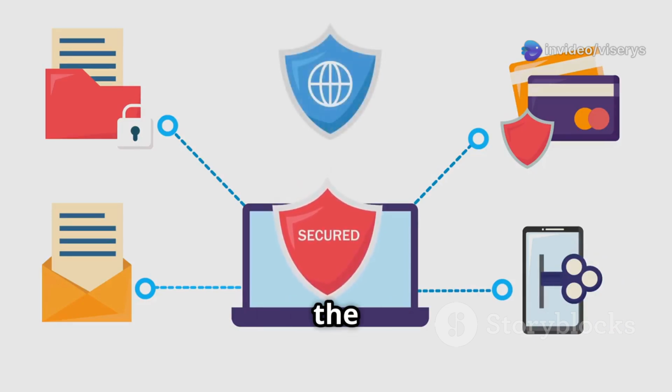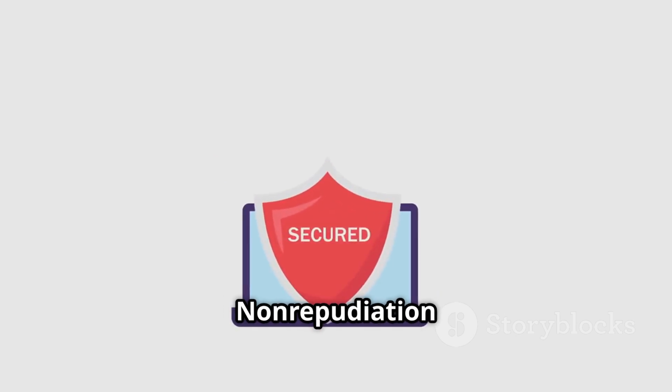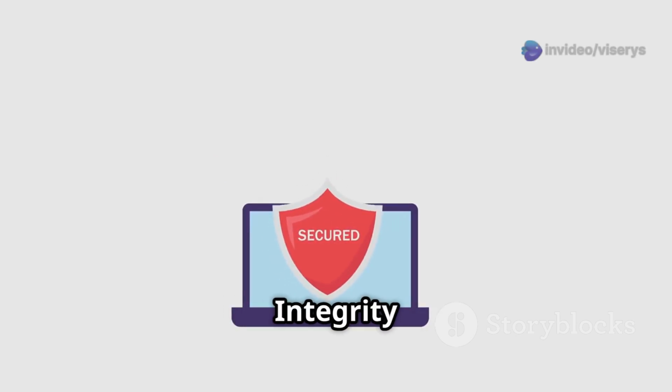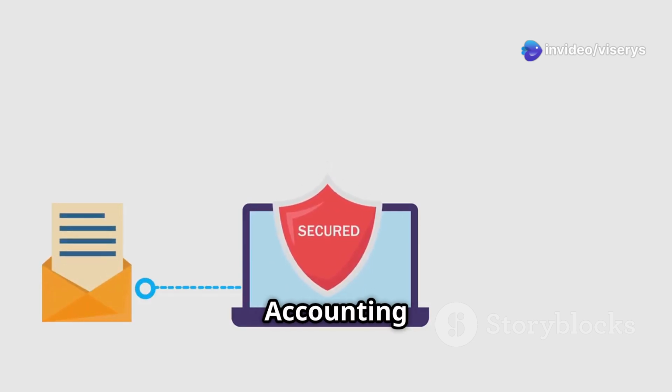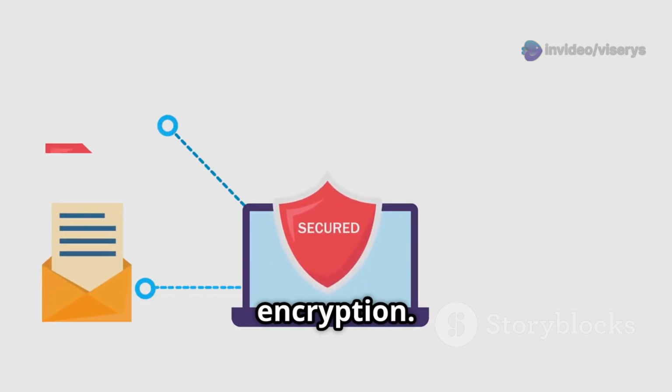9. Which of the following is not a protection provided by encryption? A. Confidentiality. B. Non-repudiation. C. Accounting. D. Integrity. Answer: C. Accounting. Explanation: Accounting is not a protection that is provided by encryption.